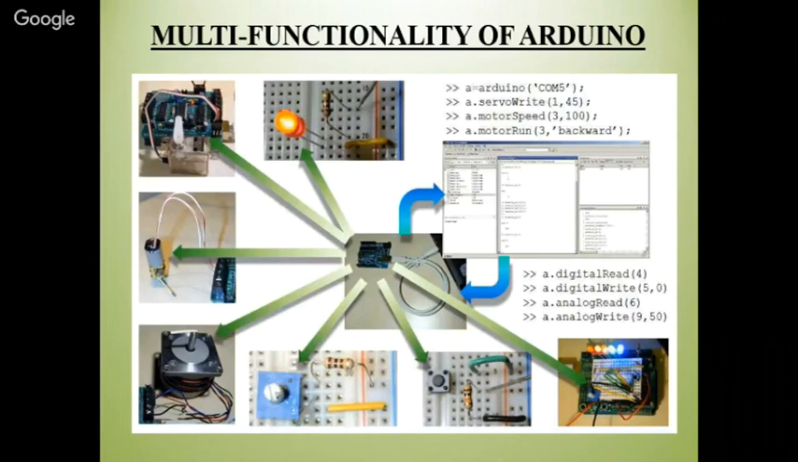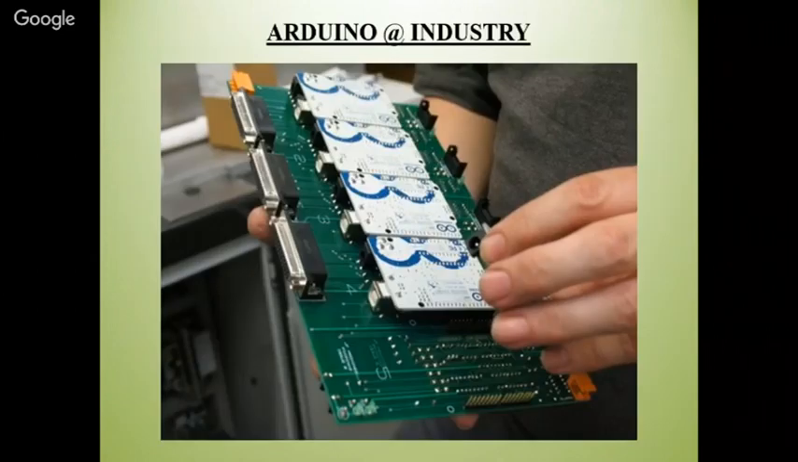Now, Arduino industries, these are Arduino shields. You can use the Arduino shield, and these shields are dedicated for industrial purposes. You can make the card, connect this card with the industries, take the output, and control the industrial process parameters.